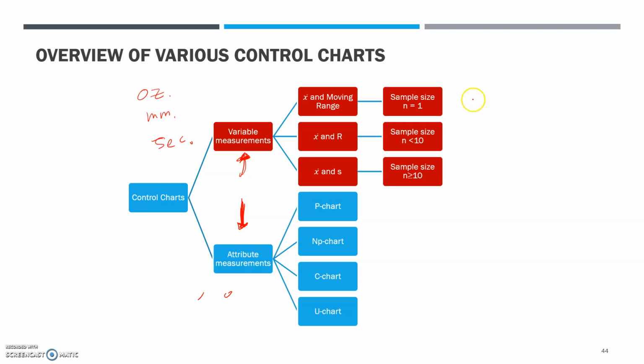The differences between them are built based on the sample size. So if your sample size is 1, you'd like to follow the X bar and MR charts. If your sample size is less than 10, you need to use X bar and R. And if the sample size is larger than 10, you need to use the X bar and S charts. The underlying reason is that the estimation for the standard deviation is going to be very different when you have different levels of sample size.